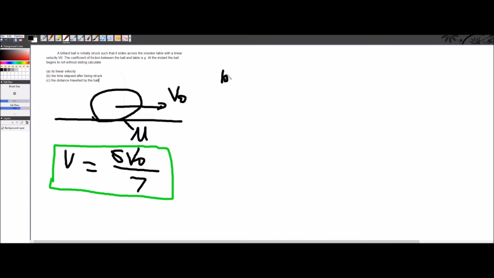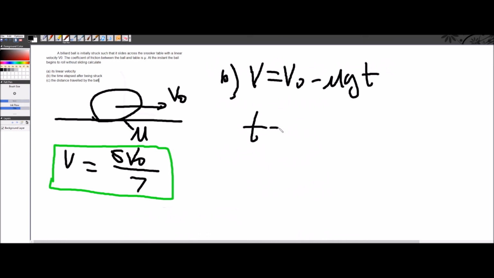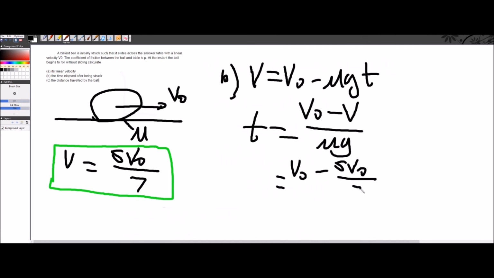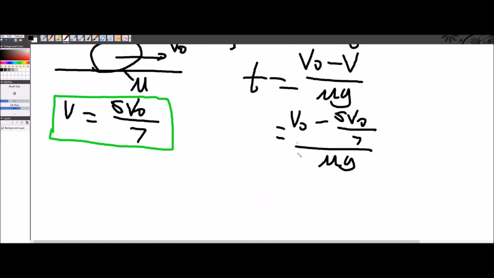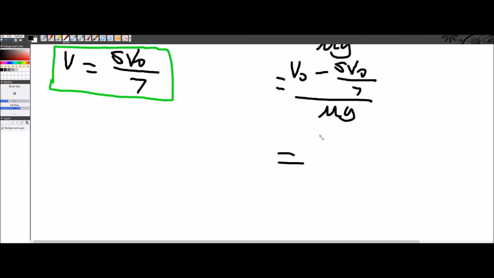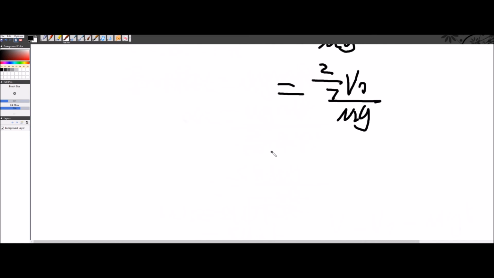So for part B, we know v equals v0 minus mu g t. So we rearrange for t. We get t is equal to, put mu g t over here, v over there, v0 minus v over mu g, which is equal to, using this equation, v0 minus 5 v0 over 7 over mu g, which is just equal to 2 over 7 v naught over mu g.